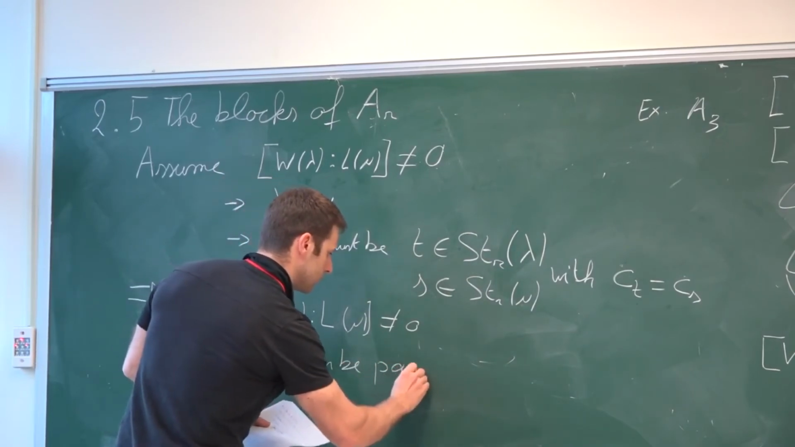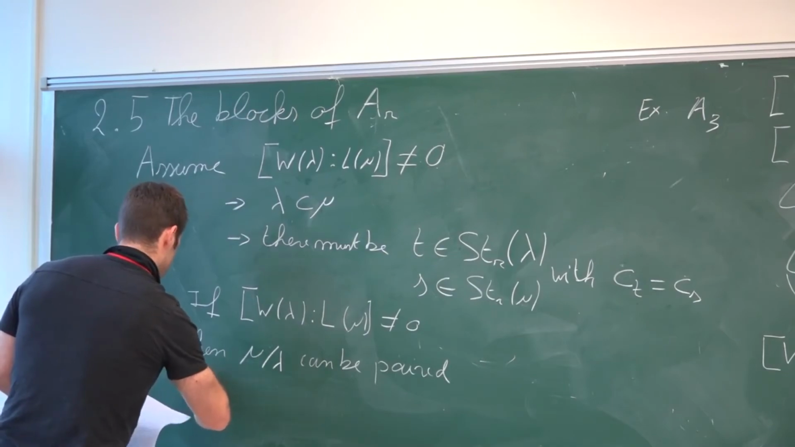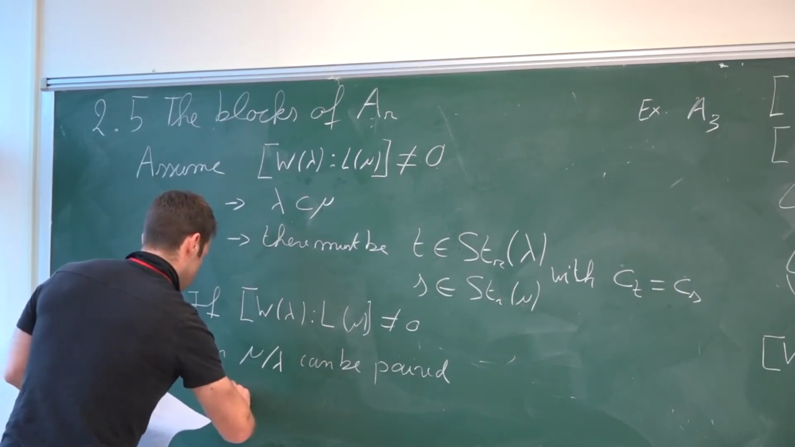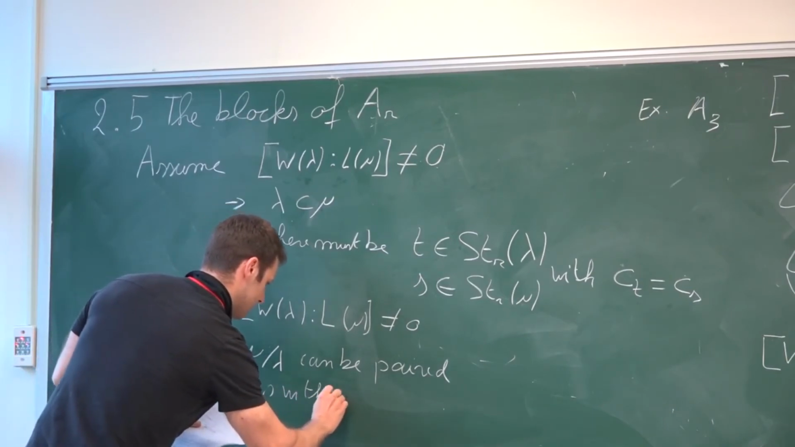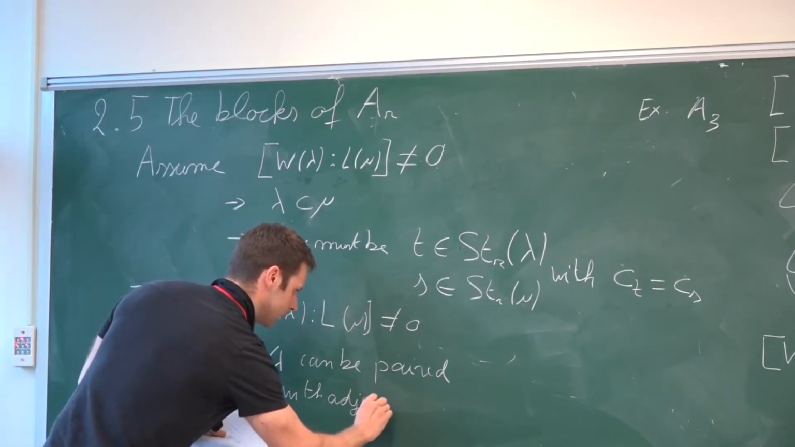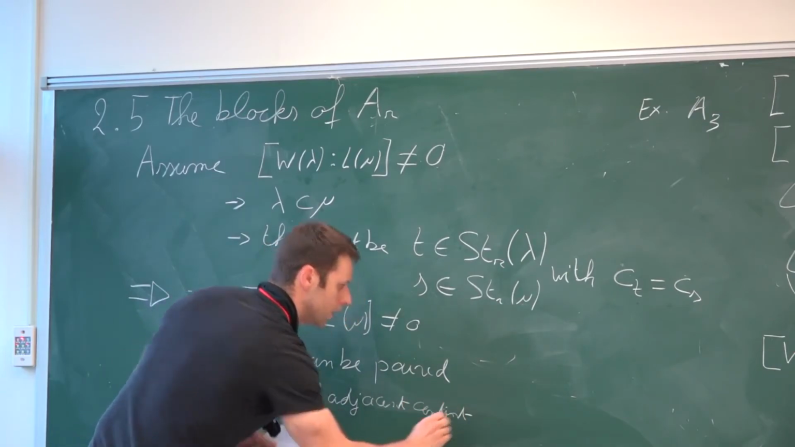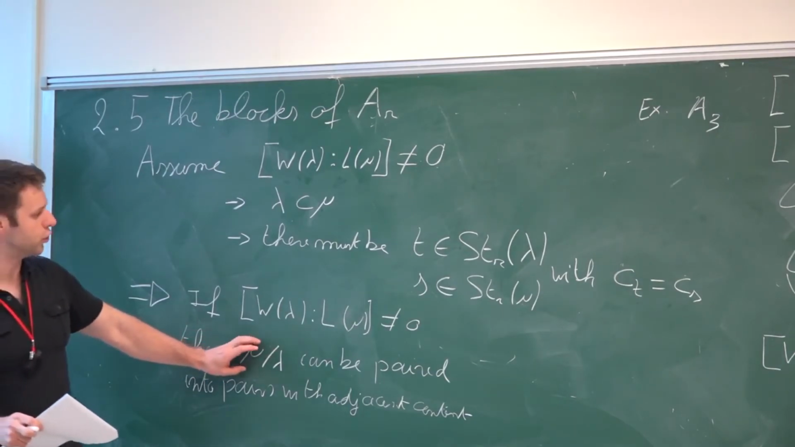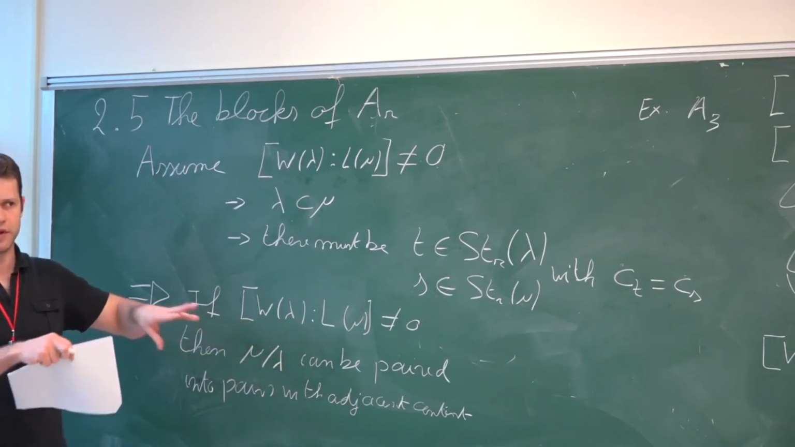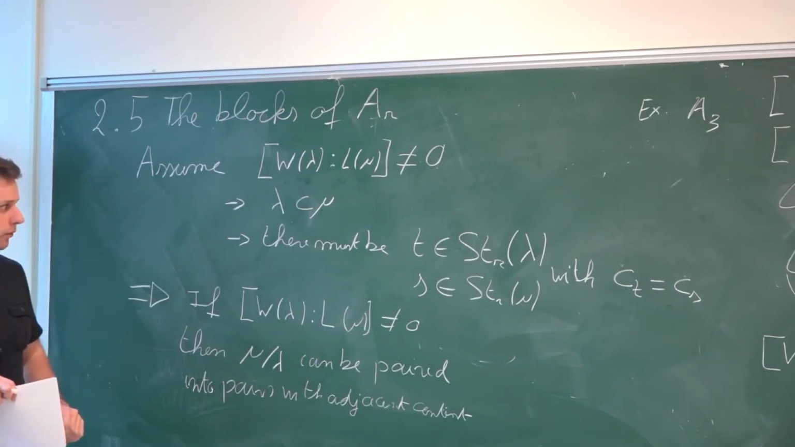So I just look at the diagram of mu and delete all the boxes which also belong to lambda. So that one can now be paired up into pairs with adjacent content. I mean, the boxes which belong to mu but not to lambda should somehow appear in pairs such that their content differs by 1.